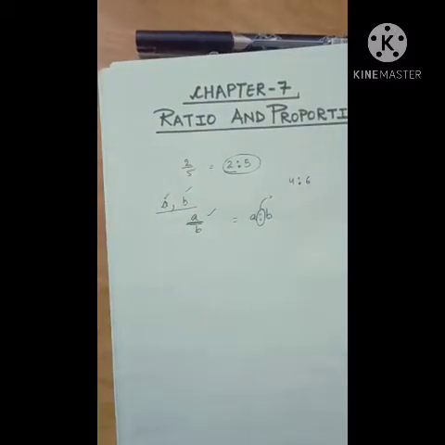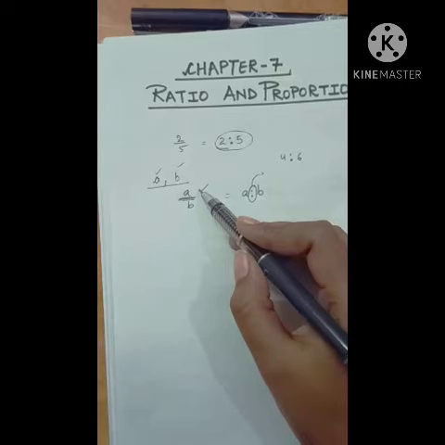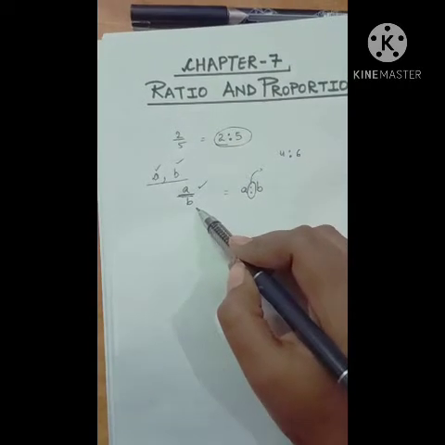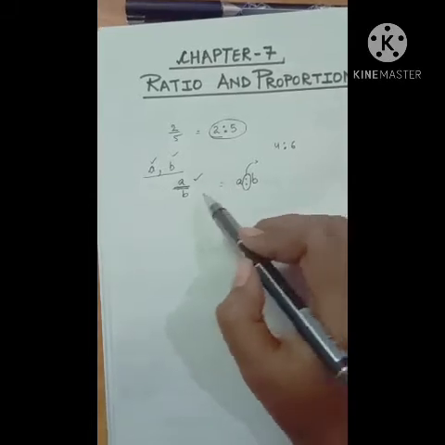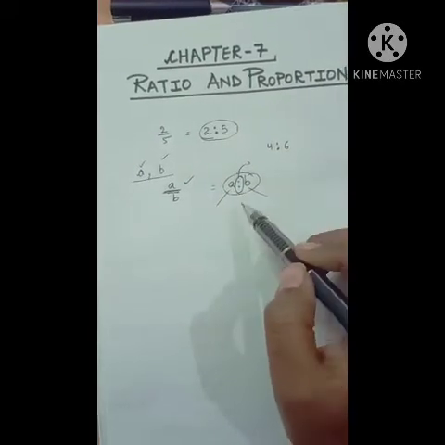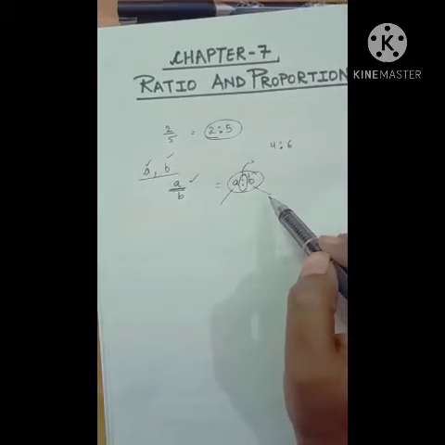Okay? And in the ratio A to B, this is the first term and this is the second term. This first term is known as the antecedent and the second term is known as the consequent.